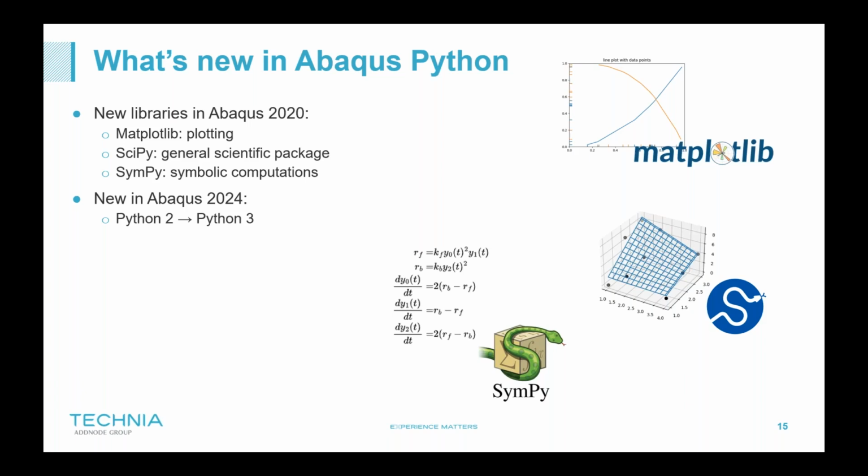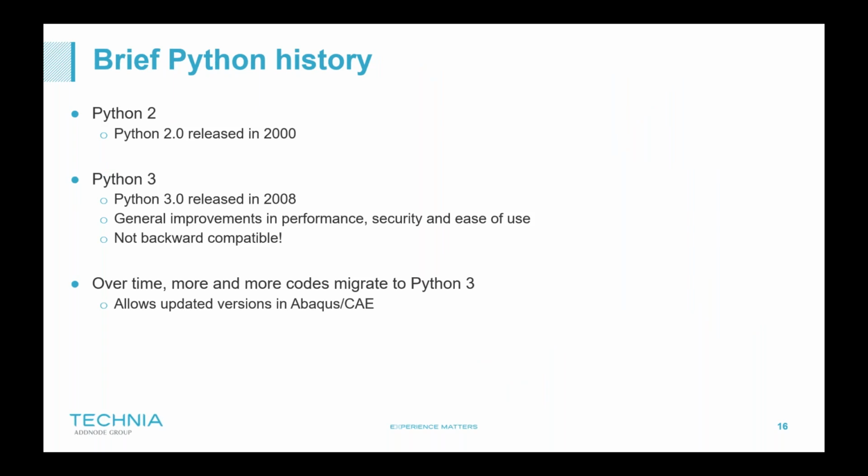And in the most recent version of Abaqus, Python 2 was abandoned in favor of Python 3, and this has some important implications, which I will start going over now. But first, a little background on why this change was necessary. So Python 2 was released in the year 2000, and Python 3 was released 8 years later. It contains some general improvements regarding performance, security, ease of use, and many other things. And it was intentionally designed to not be backward compatible.